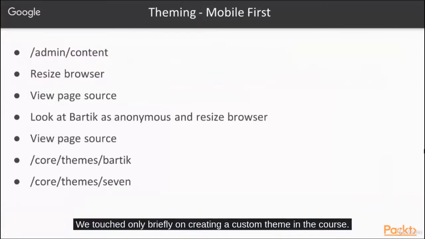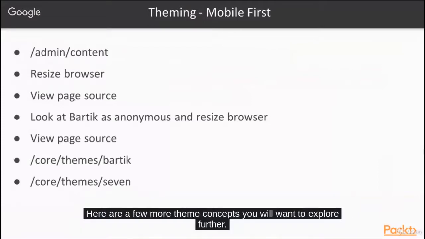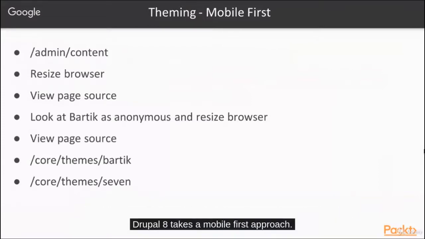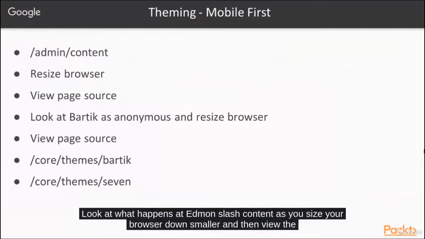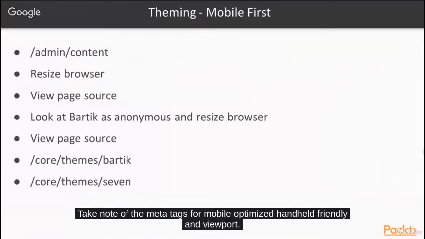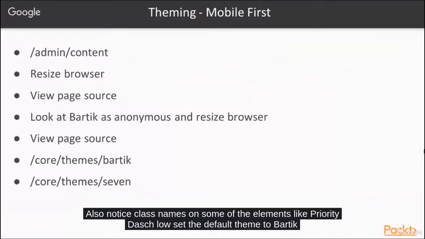We touched only briefly on creating a custom theme in the course. Here are a few more theme concepts you will want to explore further. Drupal 8 takes a mobile-first approach. Look at what happens at admin/content as you size your browser down smaller, and then view the page source for that page. Take note of the meta tags for mobile-optimized, handheld-friendly, and viewport. Also notice class names on some of the elements like priority-low.